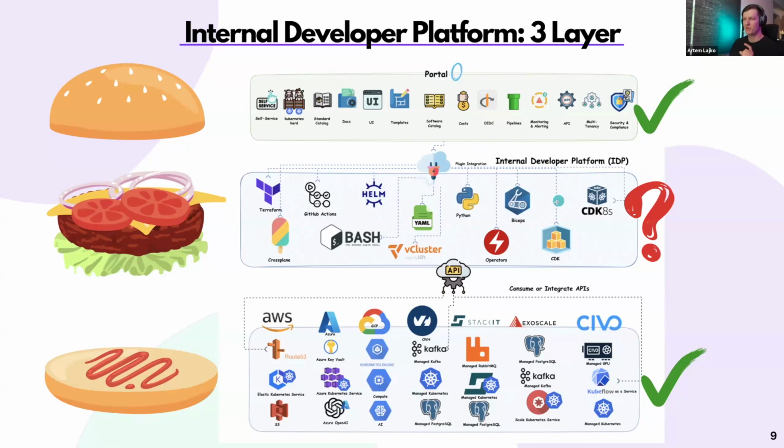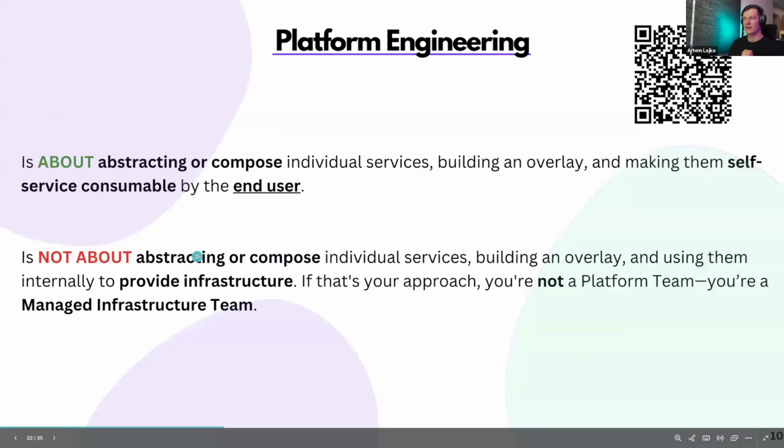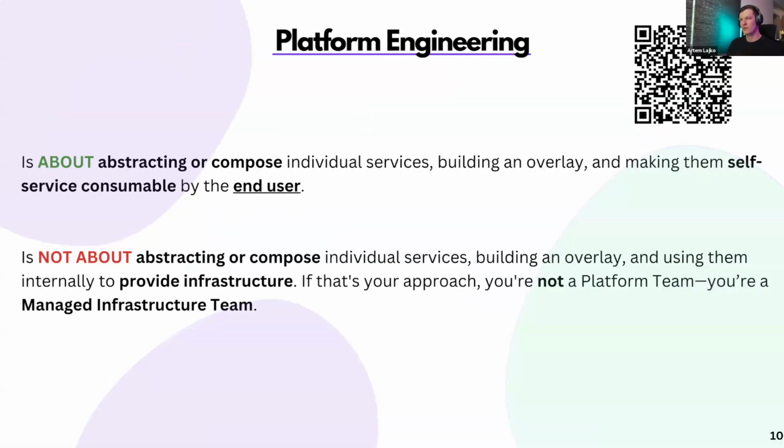Again, who's going to build it? They say the platform engineering team. I say, okay, define platform engineering team. What is platform engineering doing today? And I found two definitions that I really like, or I created with some colleagues, and we say, okay, get it. Let's think about platform engineering like this. It's about abstracting or composing individual services, building an overlay and making them self-service consumable by the end user. So the end user owns it. Reminder, if you're thinking of GCP, if you go, for example, for a managed Kubernetes cluster, you click on it, everything is pre-configured, but you own it.